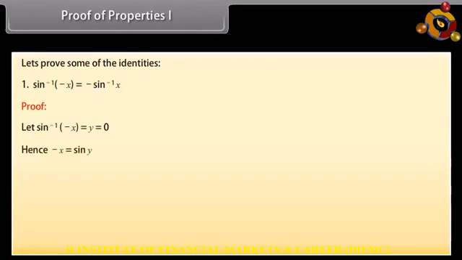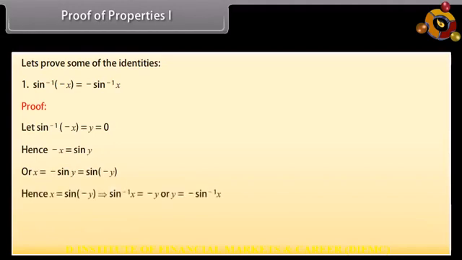Proof of properties 1. Let's prove some of the identities. First, sine inverse of minus x is equal to minus sine inverse x. Proof. Let sine inverse of minus x be equal to y. Hence, minus x is equal to sine y. Or, x is equal to minus sine y, which is equal to sine of minus y. Hence, x is equal to sine of minus y. It implies that sine inverse x is equal to minus y, or y is equal to minus sine inverse x.